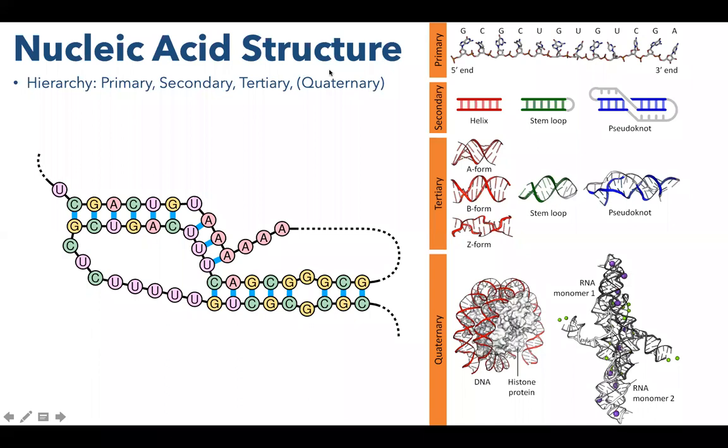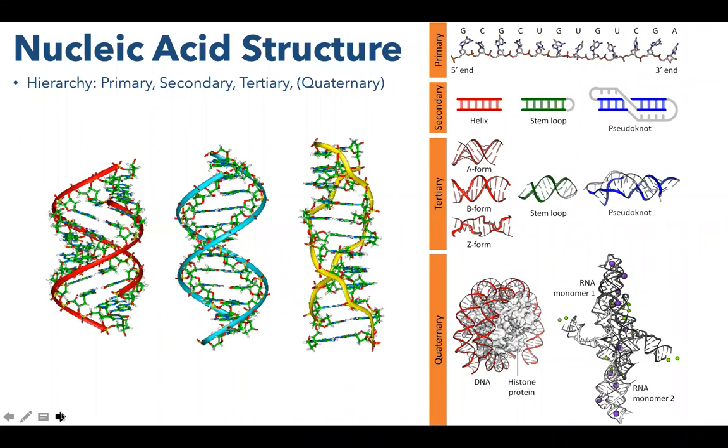Remember, the secondary structure is just a representation of the three-dimensional structure of your nucleic acid on a two-dimensional plane. So when we talk about the three-dimensional helical DNA, that is already the tertiary level.